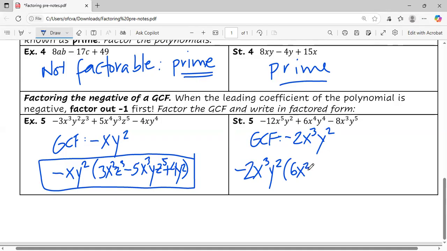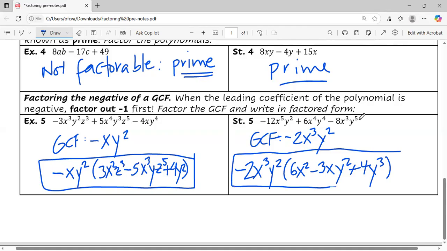Then I'm going to have negative 2 times what to get positive 6? That's going to be negative 3. From x to the third to x to the fourth, I'm missing an x. From y to the second to y to the fourth, I'm missing a y to the second. So when I multiply, I actually add the exponents, and I'm going to end up with a y to the fourth. The last one is negative 2 times what to get negative 8? That's going to be a positive 4. Then x to the third is already there. I don't need to put any x's down. Y to the second, to get all the way to y to the fifth, I'm going to have to multiply times y to the third. I can add the 2 exponents and end up with y to the fifth. So this is your expression in factored form.